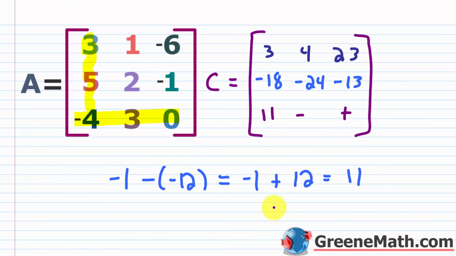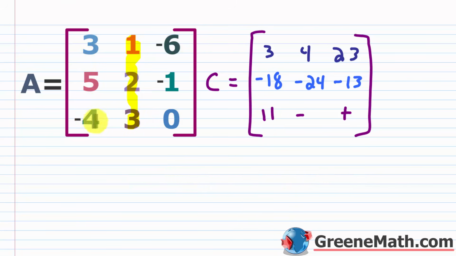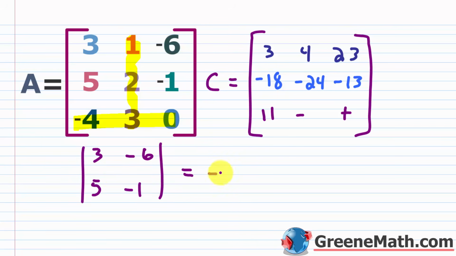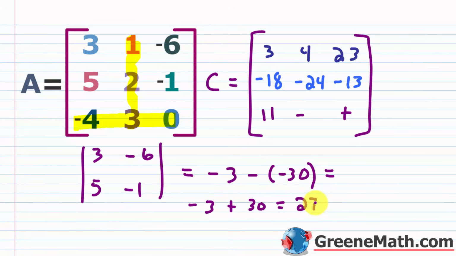Let me change colors there. So now we're here. We're going to delete this column and this row. So we would have 3 and 5, negative 6 and negative 1. So the determinant of this guy: 3 times negative 1 is negative 3, minus negative 6 times 5 is negative 30. And this equals negative 3 plus 30. Again, minus the negative is plus a positive, so this is going to be positive 27. Now when we look at this, we have to do a sign change. So this will be negative 27.